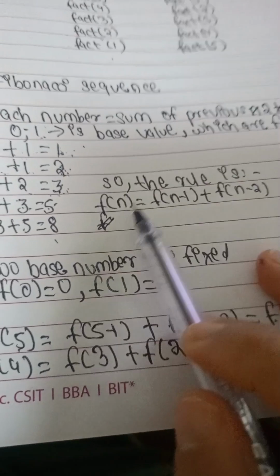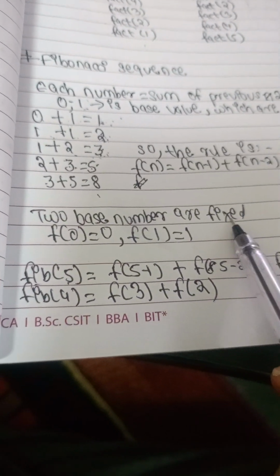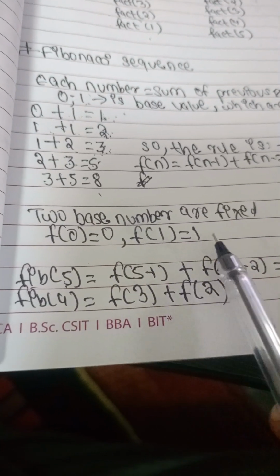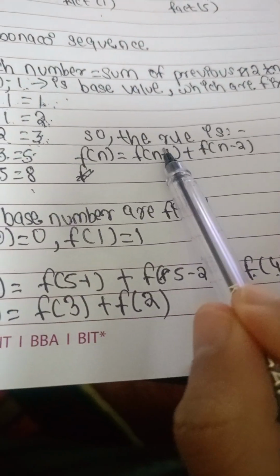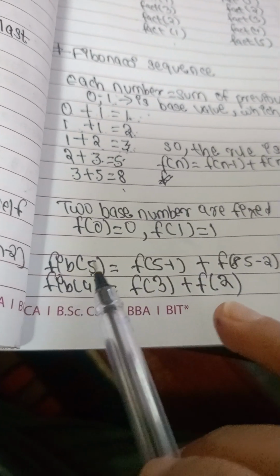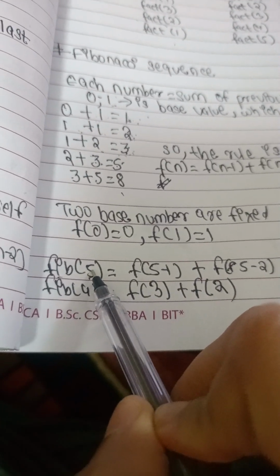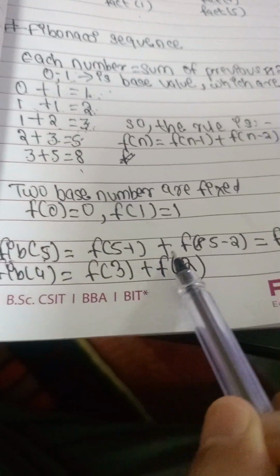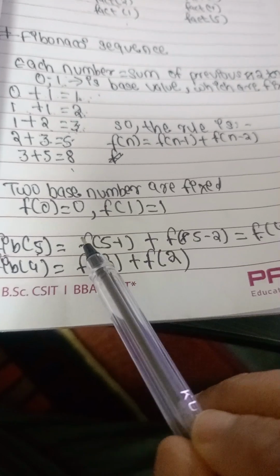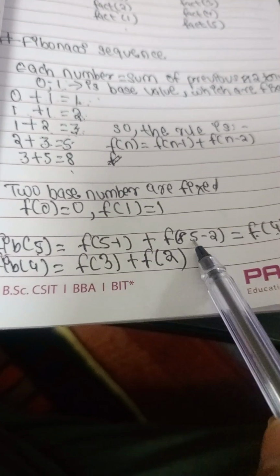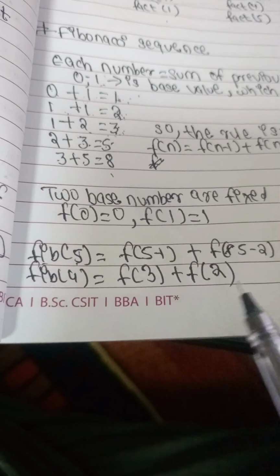We will see this formula step by step, how we are going to do it. We have two base numbers, they are fixed, right? So F0 is 0 and F1 is 1. These are the base conditions which are fixed, and now we will calculate using our nth number. Let's take our nth number as 5. So F5 is equal to F5 minus 1 plus F5 minus 2, so there will be F4 plus F3, right? And similarly F4 will be F3 plus F2.